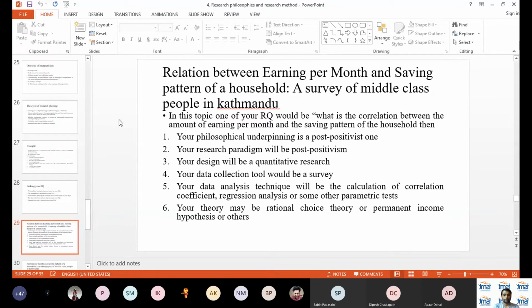If you want to find the relation between earning per month and saving pattern of households, a survey of middle class people in Kathmandu Valley or metropolitan city, in this topic one of your research questions will be, and this is just an example, mostly done by researchers in economics, in MPhil and masters economics: what is the correlation between the amount of earning per month and the saving pattern of the household?